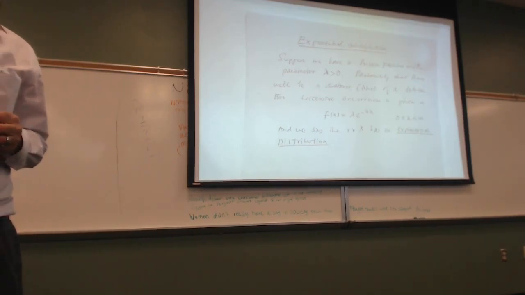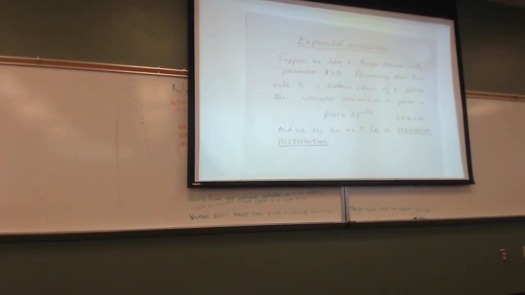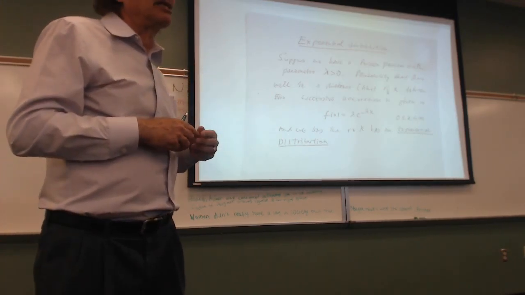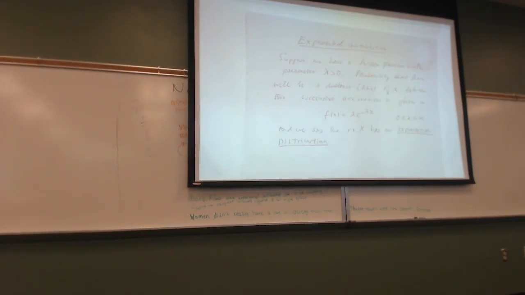Over there in the Poisson distribution, the variable of interest was the number of occurrences. And that made Poisson a discrete distribution because we count the number of occurrences. Here, in the exponential distribution, the variable of interest is time, which is continuous. So therefore, exponential becomes a continuous distribution. These are almost inverses of each other, if you will.